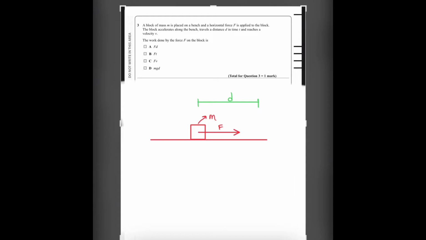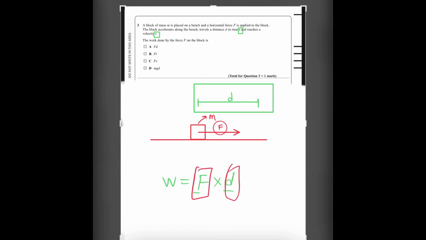What is the work done by force F on the block? In this case, the time is not relevant in this question, and the velocity is not relevant either, since work done is clearly force into distance moved in the direction of the force applied. The distance moved is this, and the force applied is clearly F here. So we can use this F and this d. So W equals force into distance. So the answer to this question is A.